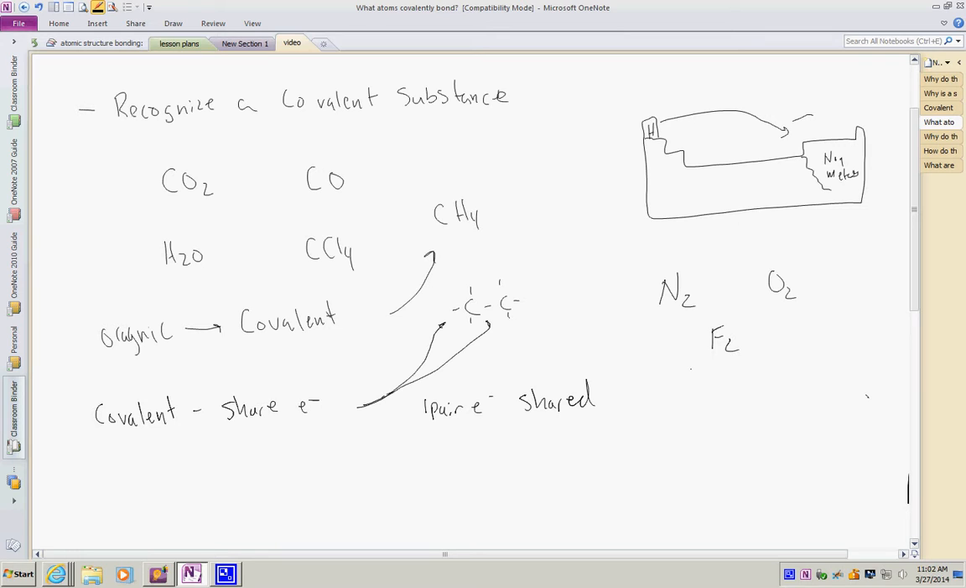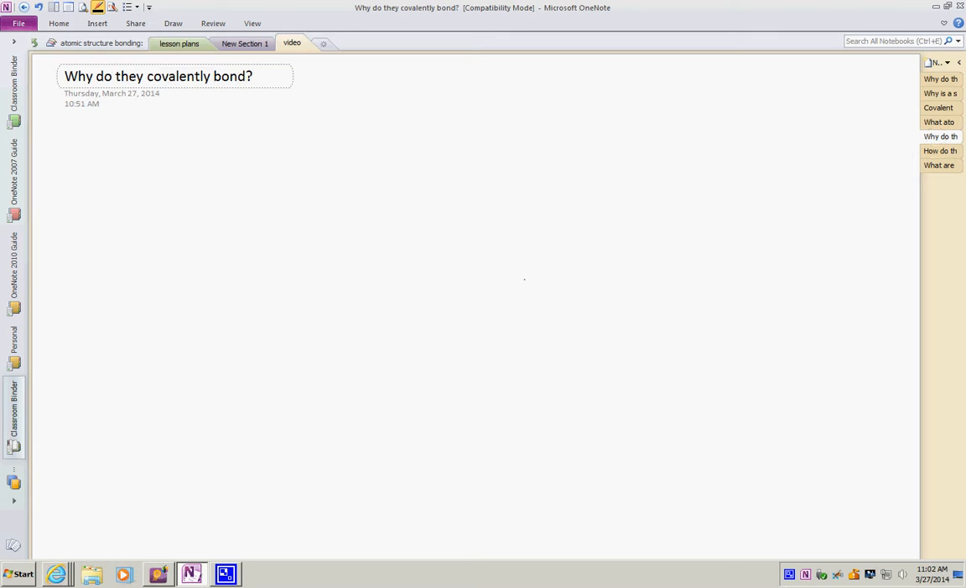So how do I recognize a covalent substance? You should be able to tell one covalent from one ionic. Next up: why do they covalently bond? Well, we talked about that they are attempting to create a lower energy state, lower energy stability.